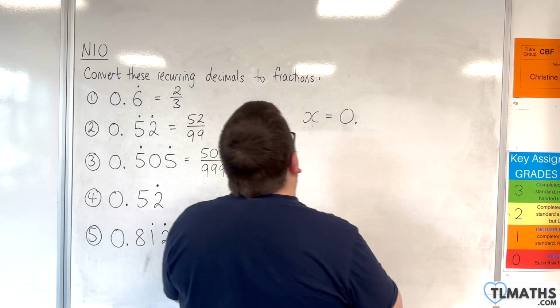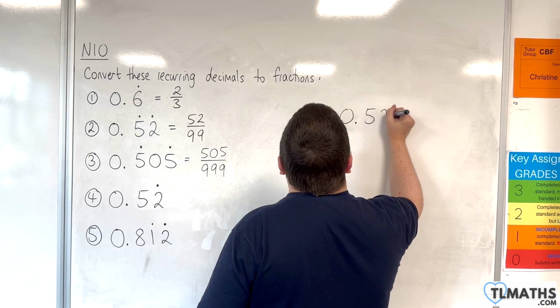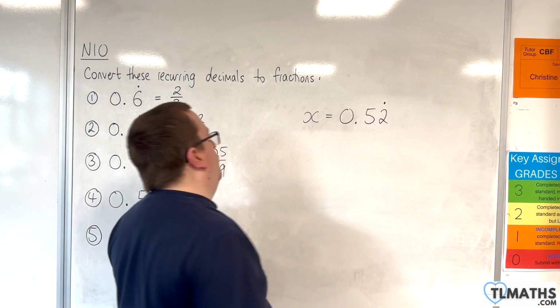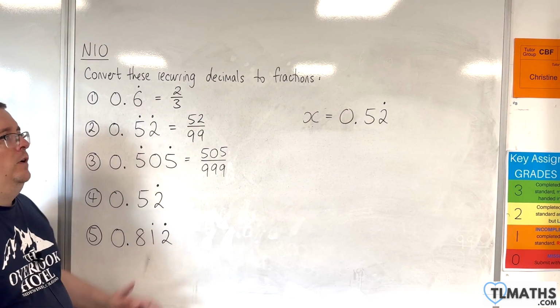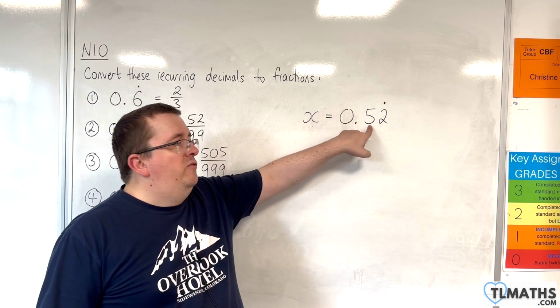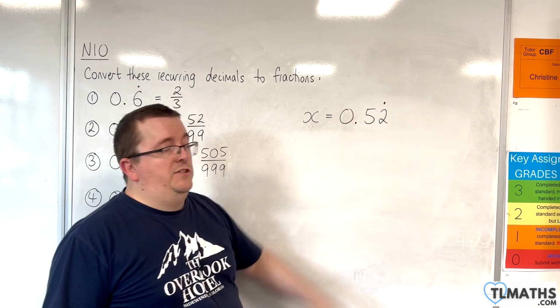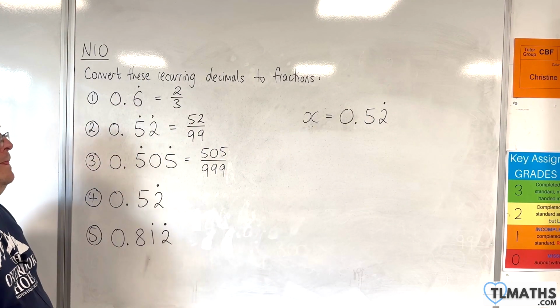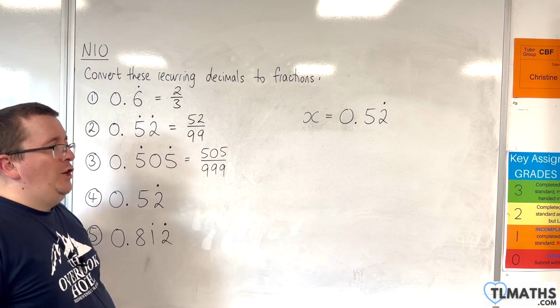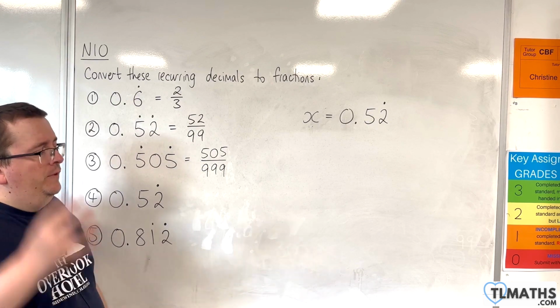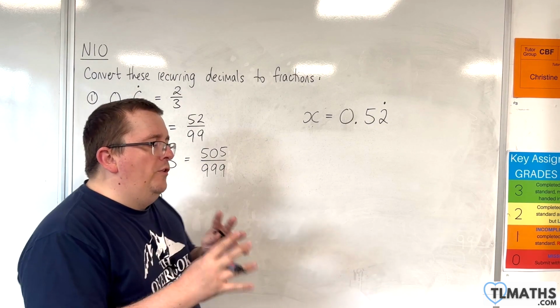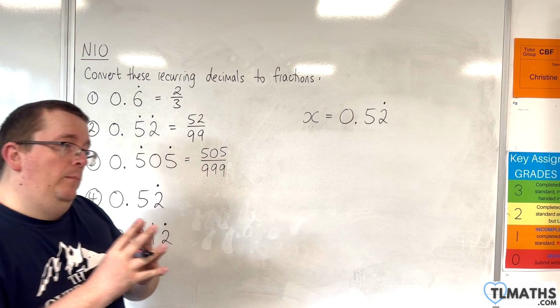Number 4. Now the difference with number 4 is that we have this 0.5 bit first, then it starts repeating. Okay, so will that change anything? Well, remember we want to make sure the recurring part syncs up.